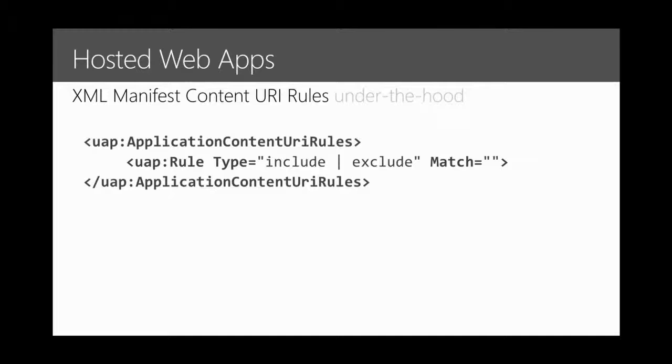So, for some of you that may have said that you had been doing this, this may look familiar to you. This isn't new. This is something that you would find in the package manifest that allows you to specify what URLs are allowed, and you can either include or exclude, and there's matches that you can do. So there's nothing new here.